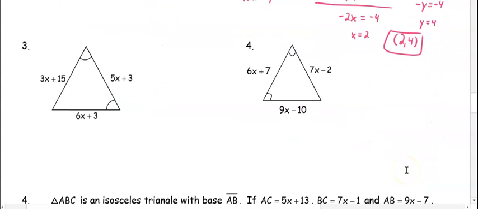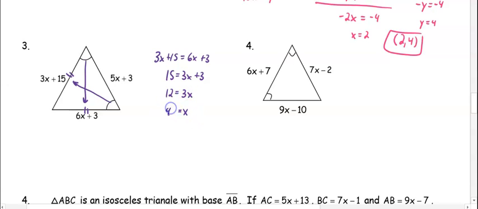In number 3, we have 2 base angles that are congruent. So the sides that are opposite of those base angles are going to be the congruent legs in an isosceles triangle. So we are going to have 3x plus 15 is equal to 6x plus 3. So as we solve, we get 15 equals 3x plus 3. We can subtract 3 on both sides. 12 equals 3x. When we divide, x is 4.